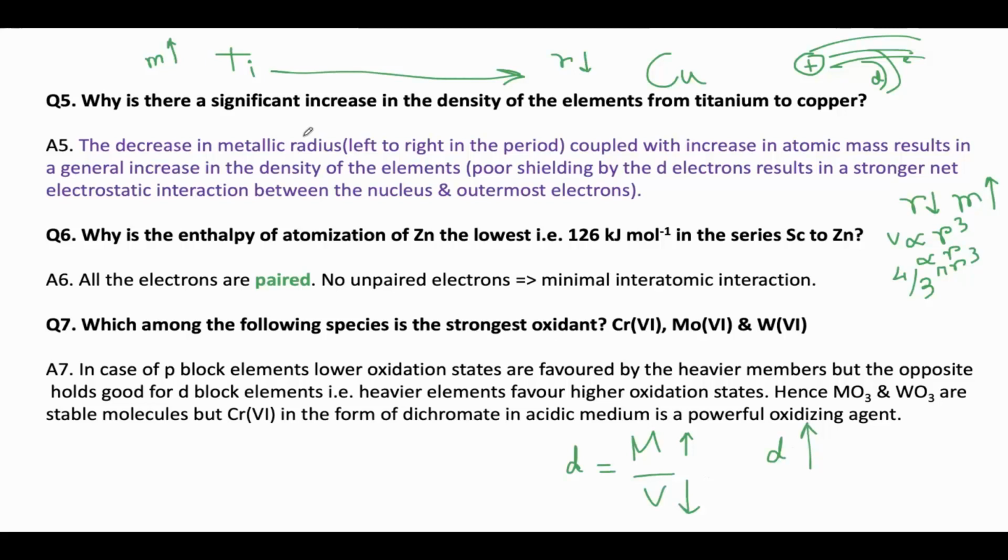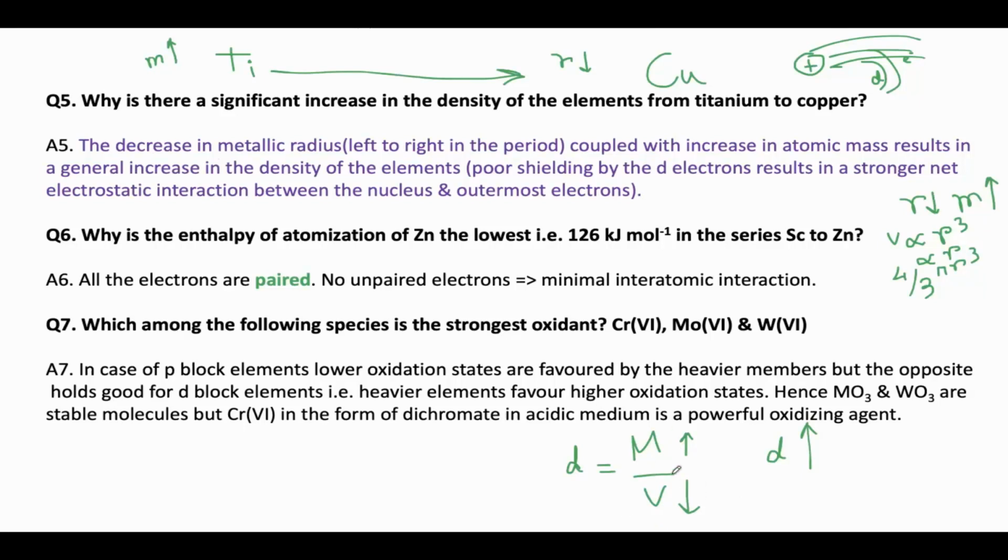That's why there is a significant increase in the density of the elements as we go from left to right in the period. So from titanium to copper, since the mass is increasing and the volume is decreasing, the numerator of this fraction is increasing and the denominator of the fraction is decreasing. So as a total, the density of the metal increases.